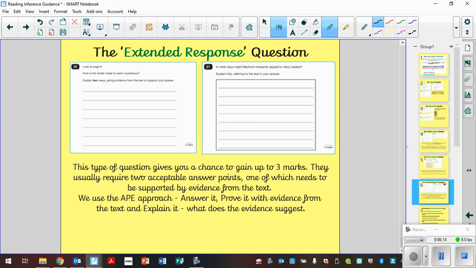I have often taught my class to answer by putting an A to answer the question, the P, writing down the evidence from the text, and then the E, explaining or suggesting what that evidence means. That's a good way of doing it because you're focusing your answer in a specific way to answer it as best you can. These are really tricky, and we're going to be doing some more work on these over the coming weeks.